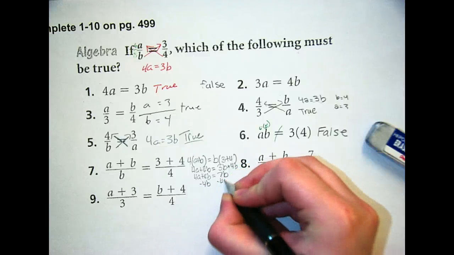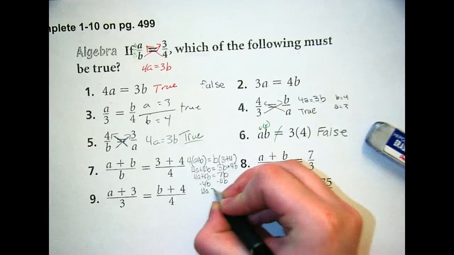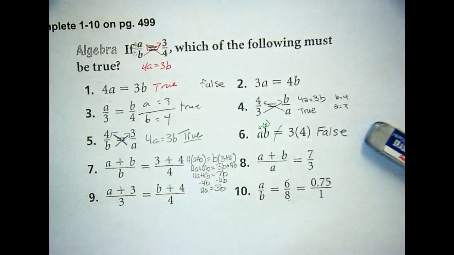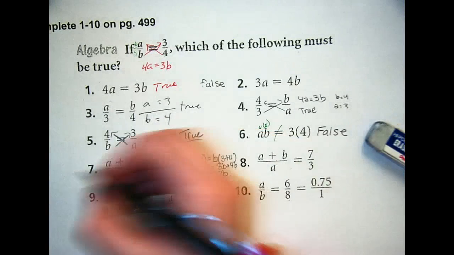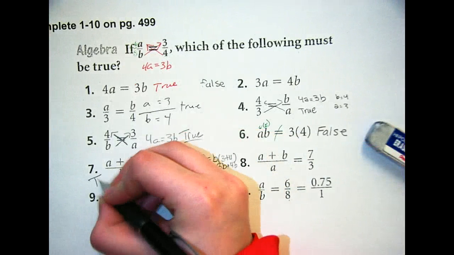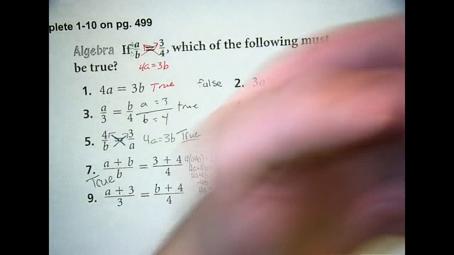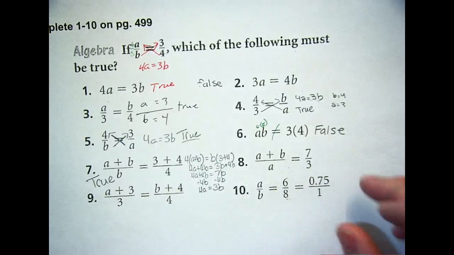4A equals 3B. Is it true? Yes, that is true. So we did it right. We were right. We were doubting ourselves. Don't be doubters. Because on the last one, it said if you have 6 and 8, that wouldn't work. Well, it's different when we get it in a ratio. Okay? Here we go.